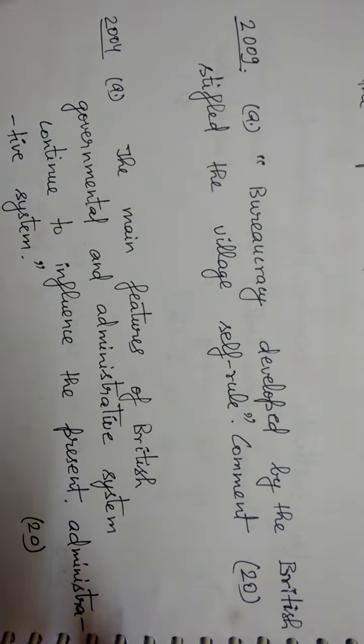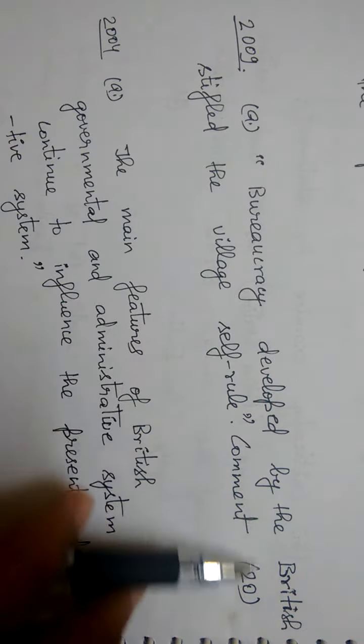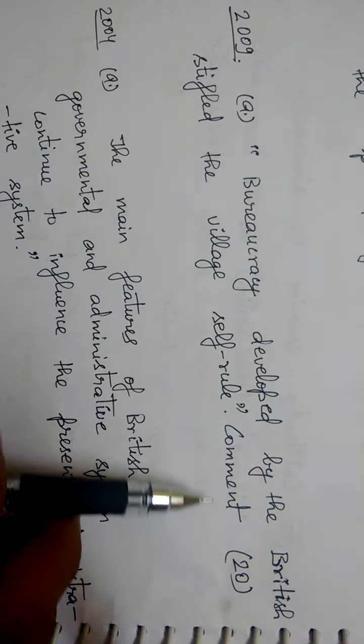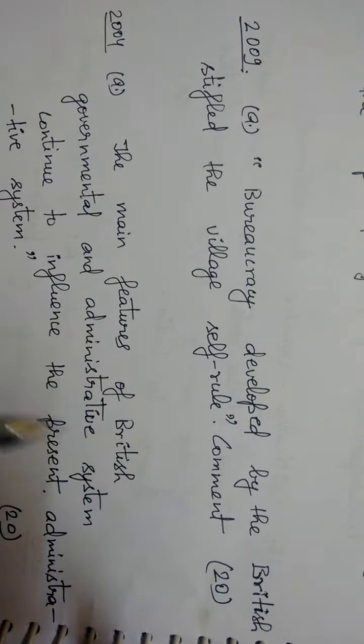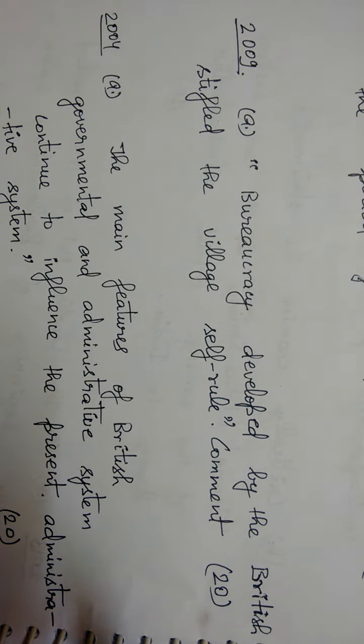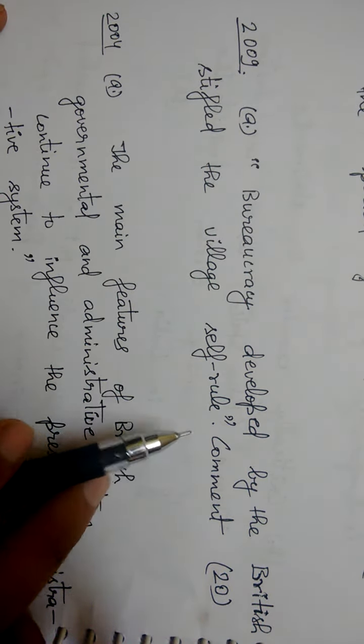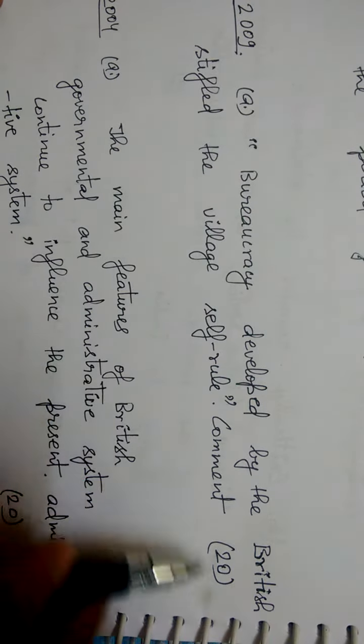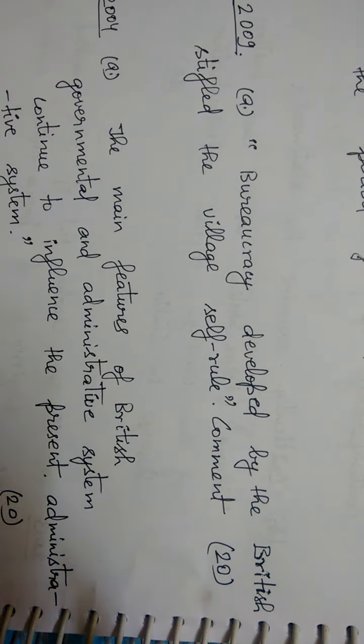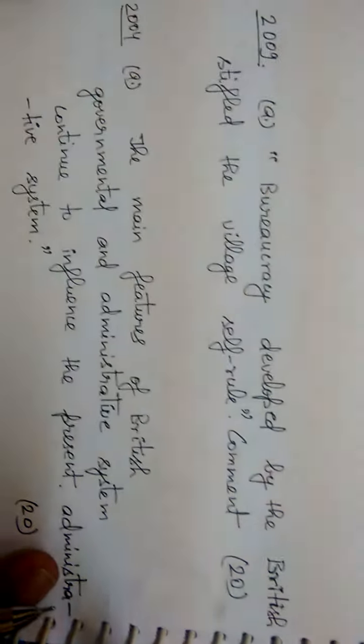Then the next question came in 2009. The question was that bureaucracy developed by the British stifled the village self-rule. Comment. So in order to answer this particular question, you should know what is village self-rule and how it was before the British came to India, how the villages organized their own functions. So you should know something about Mughal administration also and the village self-government during the Mughals, and then only you can write how British rule changed the whole village autonomy system, and villages which had been independent were now at the mercy of the British.